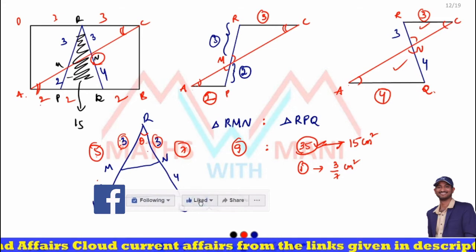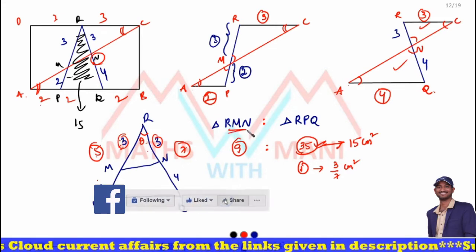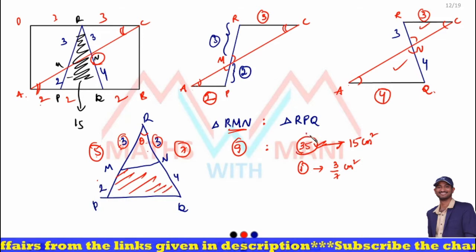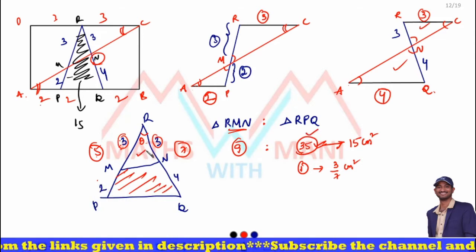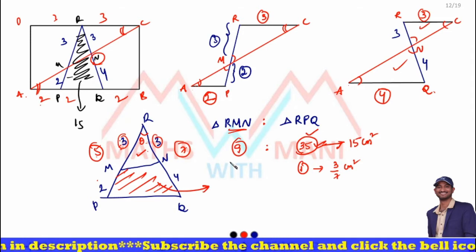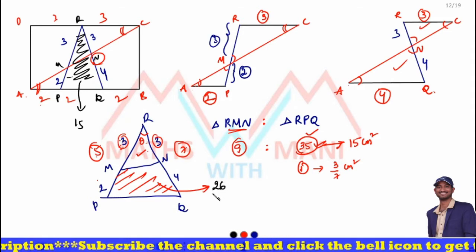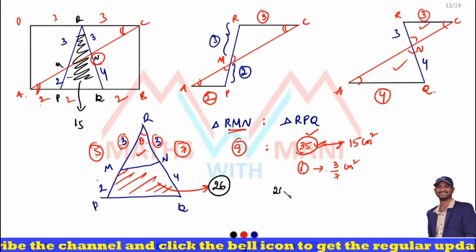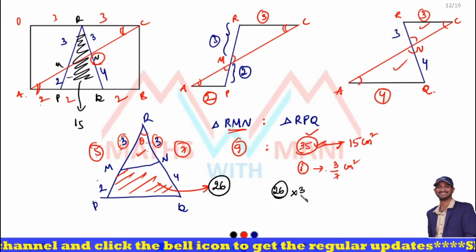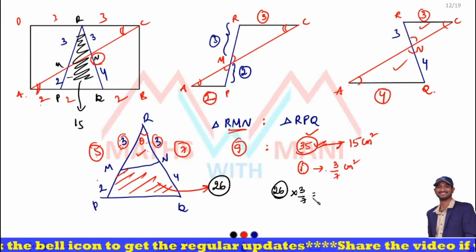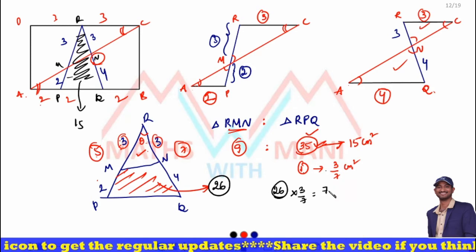But what you have to find out is not RMN. You have to find out this quadrilateral. So the total triangle is 35 and the smaller triangle is 9. What about the remaining quadrilateral? It is 35 minus 9, 26 parts. One part is 3 by 7. So what is 26 parts? 26 into 3 by 7. So 26 into 3 means 78. Yes or no?